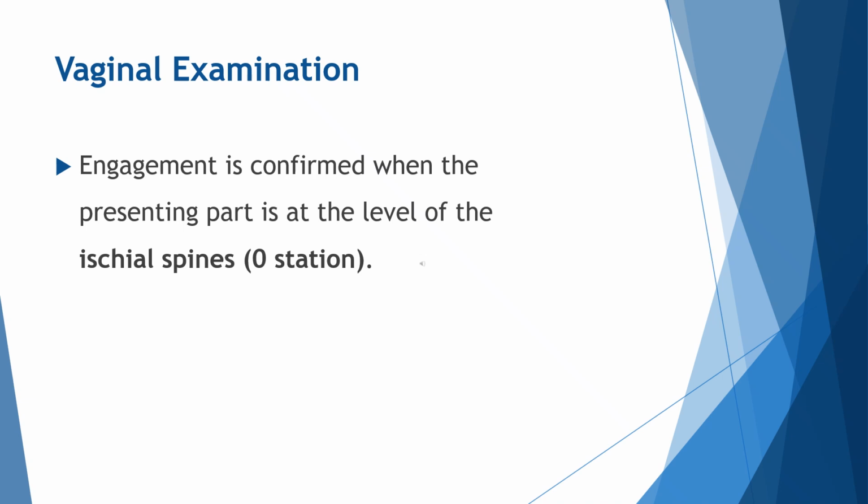During a vaginal examination, engagement is confirmed by assessing the station of the fetal head. The ischial spines are used as the reference point. When the presenting part is at the level of the ischial spines, it is called station 0. This means the widest part of the fetal head has entered the pelvic inlet, and the head is fully engaged. In simple words, remember this: station 0 equals engagement.